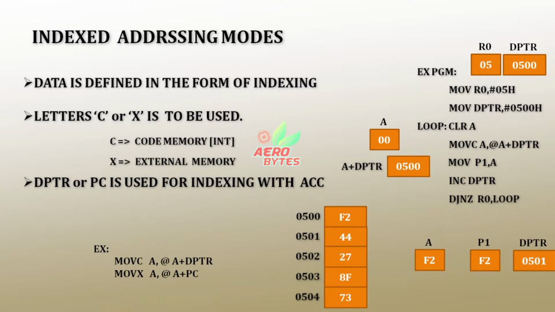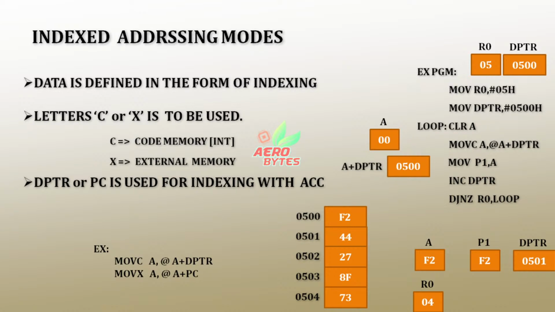Then DJNZ, decrement and jump if non-zero. The R0 content gets decremented by 1. If it is not 0, then jump to the loop. DJNZ R0, loop. What is the value of R0? 05 is the value of R0. Then the R0 value is decremented by 1, giving 04. Is it 0? No, it is not 0, so jump to the location loop.